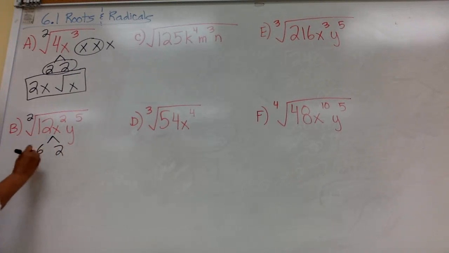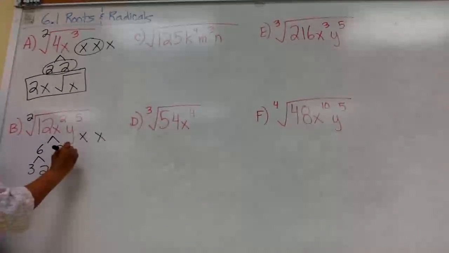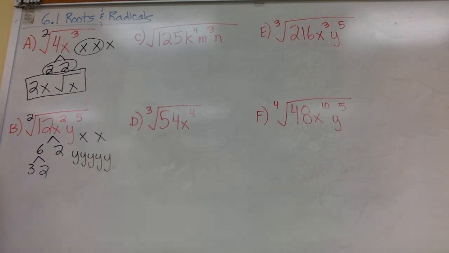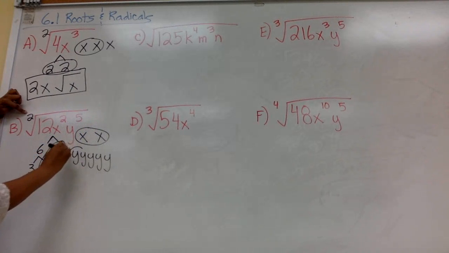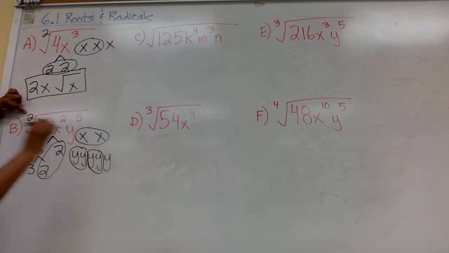6 times 2, 3 times 2. I have 2 x's, and I got 5 y's: 1, 2, 3, 4, 5. I'm looking for groups of 2, looking for pairs. So I got a pair of 2's here. I got a pair of y's, and I have another pair of y's.